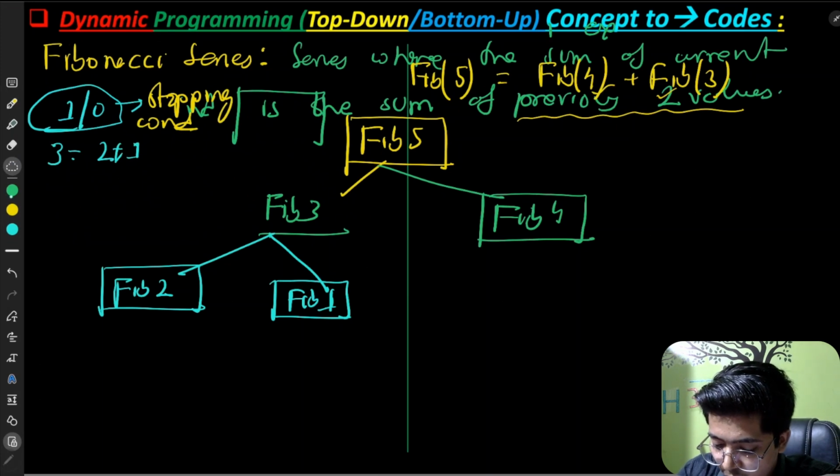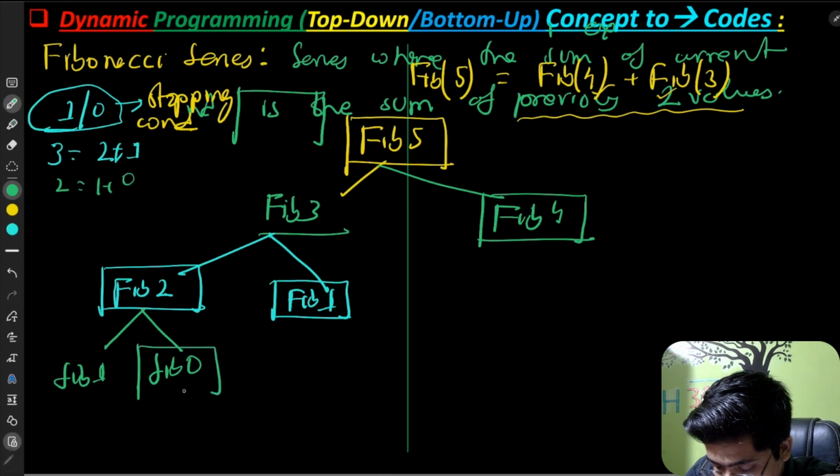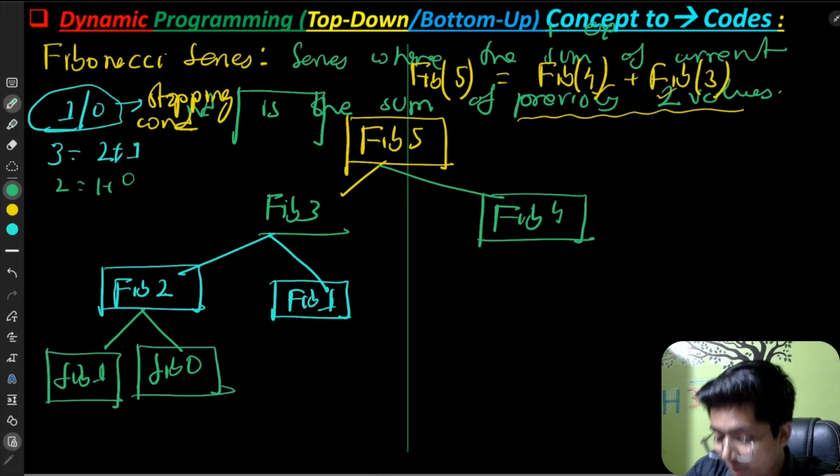Now we draw Fibonacci of 1. Now we get Fibonacci of 2. So what is this 2? 2 equals 1 plus 0. So we'll again break this Fibonacci of 2 into Fibonacci of 1 plus Fibonacci of 0. So we broke this problem, Fibonacci of 5, into so many smaller chunks.